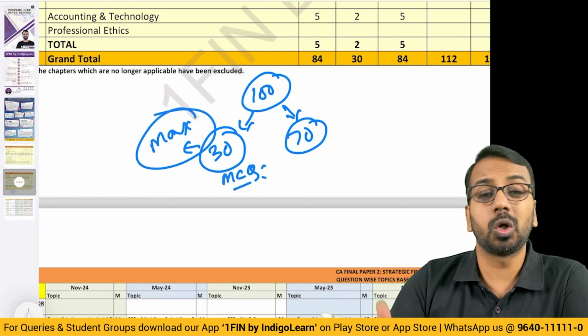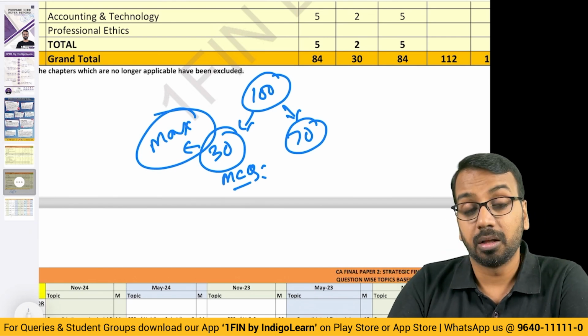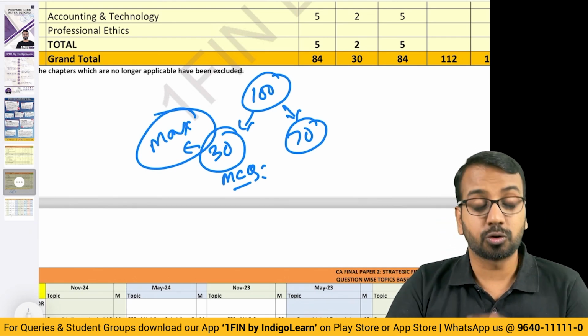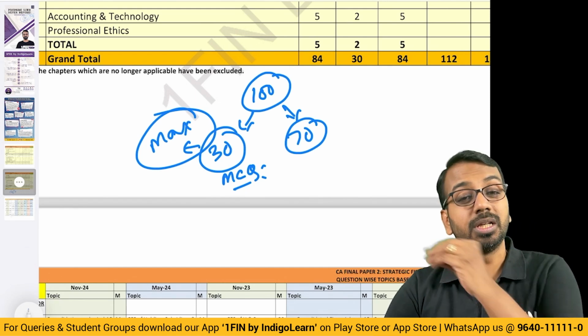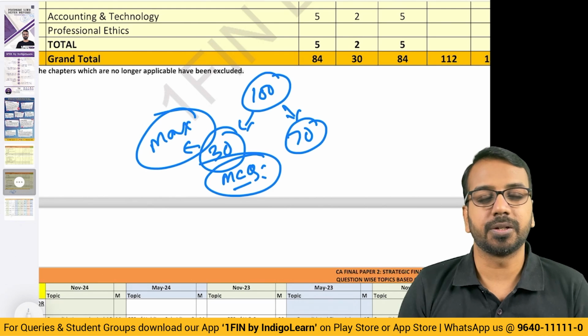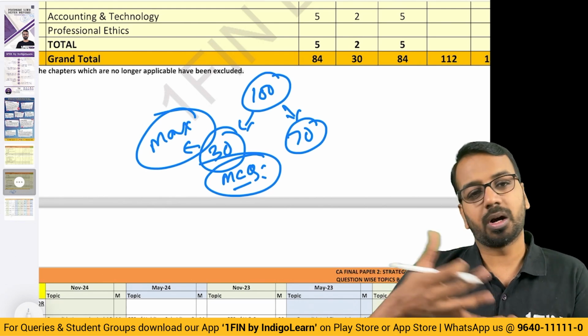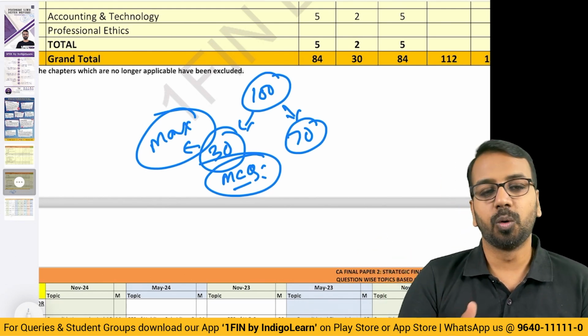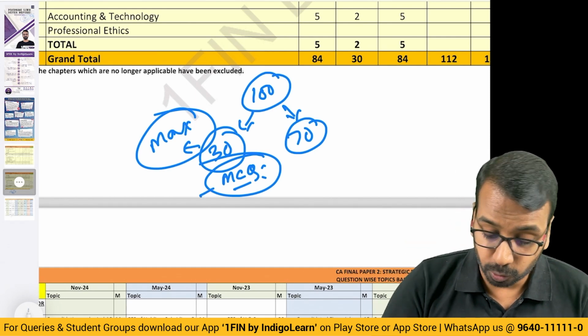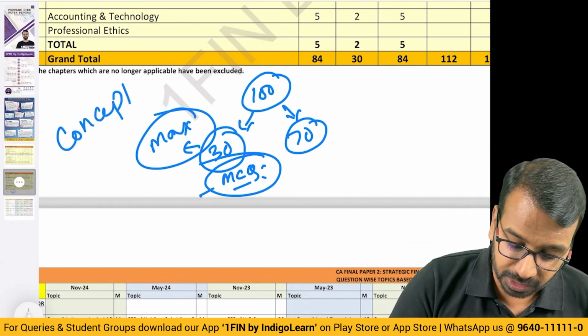Now, here also a lot of students have this problem: sir, where to practice MCQs from? Should I do IndigoLearn's MCQs? Should I do ICI's MCQs? Should I do this MCQ, should I do that MCQ? Friends, as far as MCQ is concerned, presentation is not required in the examination. You don't need to remember a lot of things. The only thing that is required for MCQ, and I have told this multiple times, is concept.